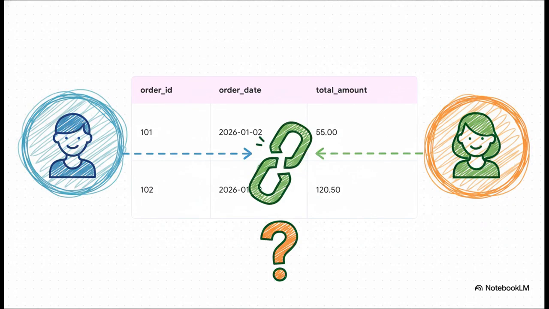And here's the second piece, the orders table. Each order has its own unique ID, a date, and an amount. But look closely. Do you see the problem? There's absolutely nothing here that connects Order 101 back to J. Doe or S. Smith. That critical link is completely missing.